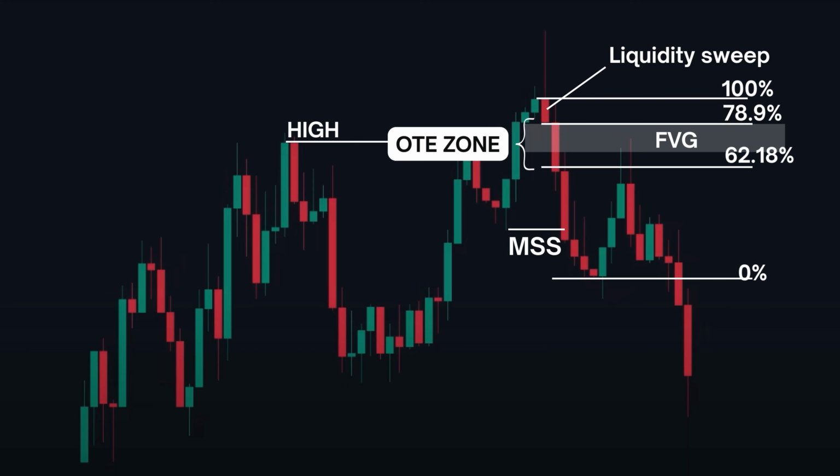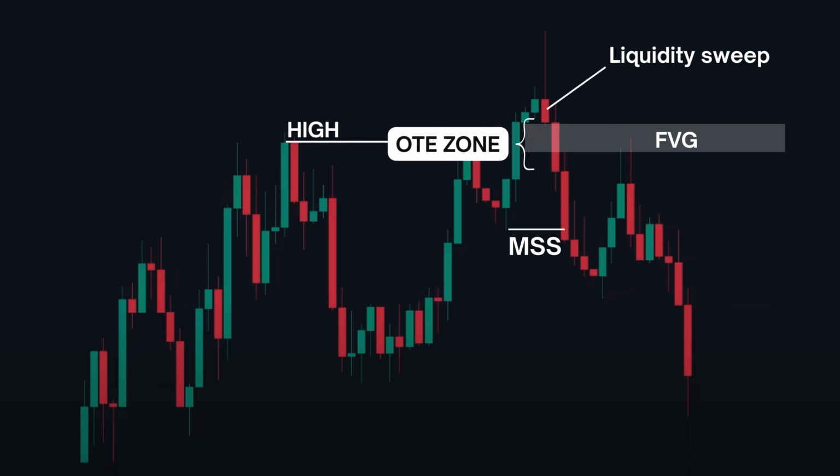Now, inside that FVG we place a buy limit at the top of the FVG for longs. Stop loss at the low of the 3 candles that form the FVG.